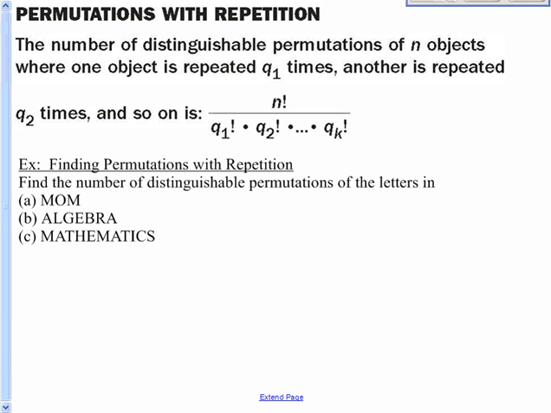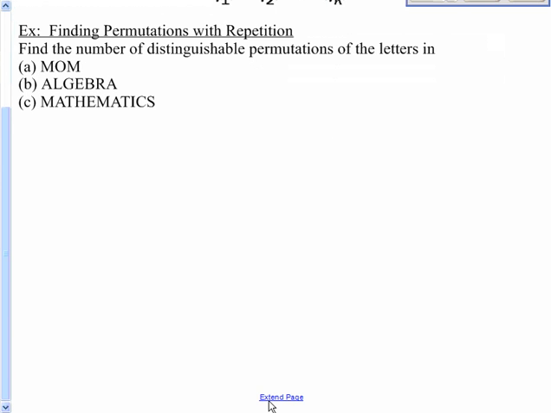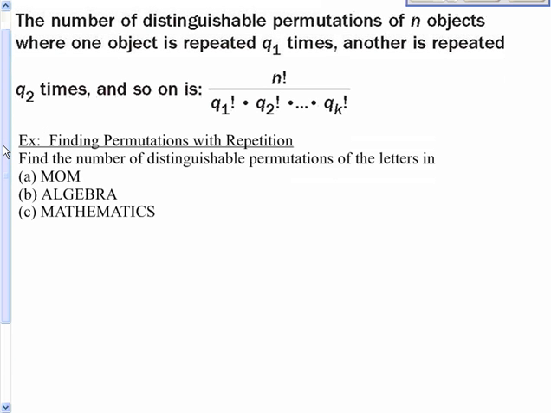Find the number of distinguishable permutations of the letters in MOM. Okay, let's do MOM. Now, if you were to write out all the ways, you could do MOM, right? You could do OMM. You could do MMO, right? Those are your 3 ways.